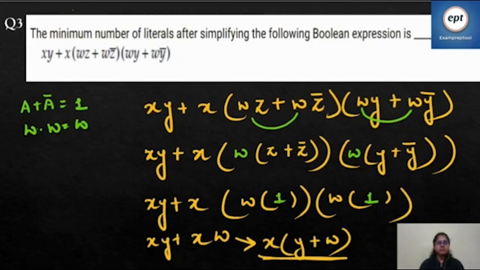So let's count the minimum number of literals. It will be 1, 2, 3. So 3 literals are there, minimum 3 literals. So what is our answer? Our answer is 3. I hope you got the explanation. Let's move on to the next question.